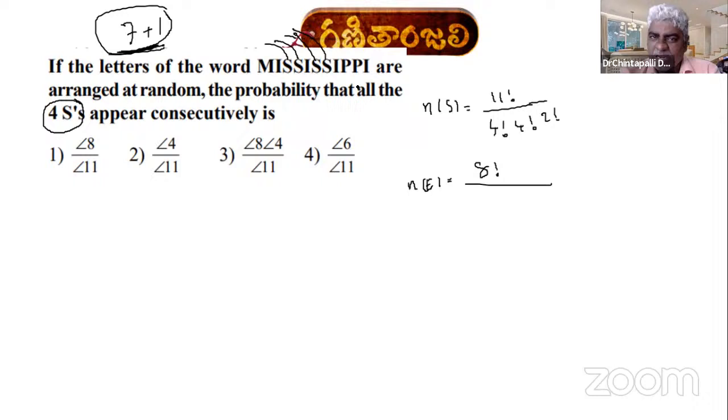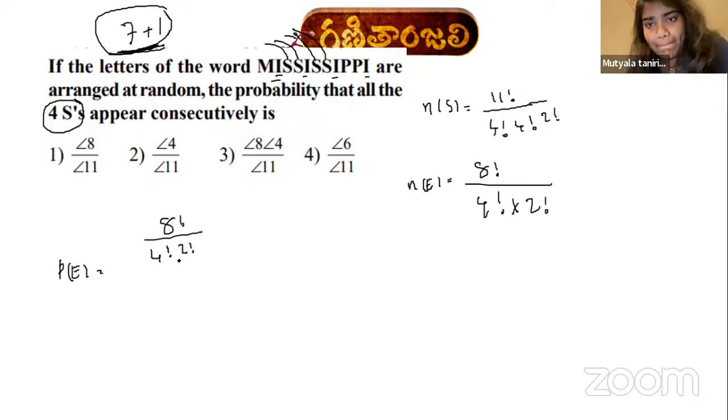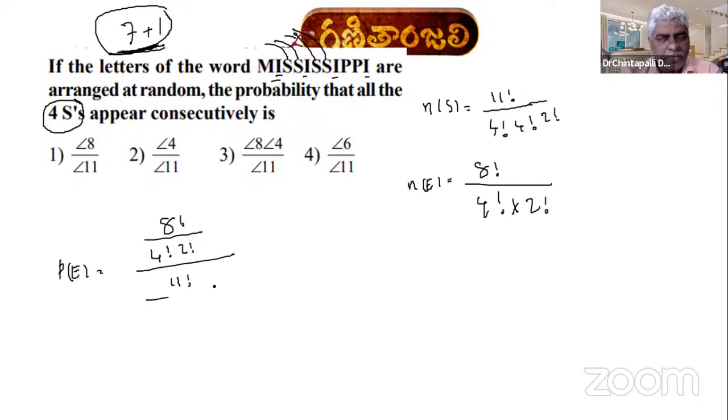Now, except S, how many repetitions are there? I is repeated 4 times, so 4 factorial, and P is repeated 2 times, so 2 factorial. So n of E is 8 factorial by 4 factorial into 2 factorial, and n of S is 11 factorial by 4 factorial into 4 factorial into 2 factorial. P of E is n of E by n of S. The 4 factorial and 2 factorial cancel, leaving 8 factorial by 11 factorial by 4 factorial.